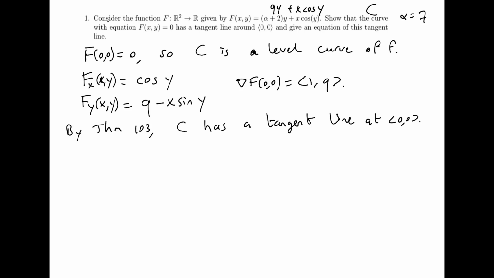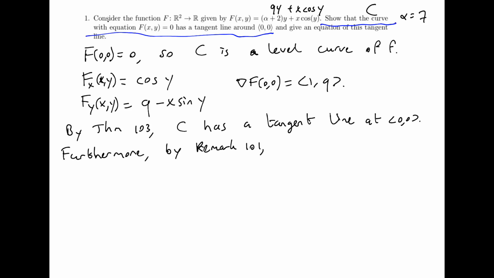Okay, so that deals with the first part of the question, where we have to show that we have a tangent line. Of course, we also have to give the equation of the tangent line. For that, you can basically follow example 104 in the book. So what we can say is, furthermore, by remark 101, we know that the gradient is normal to the line, so therefore we have that the point is on the line precisely when the gradient in the point dot product the vector (x,y) minus the origin equals 0.